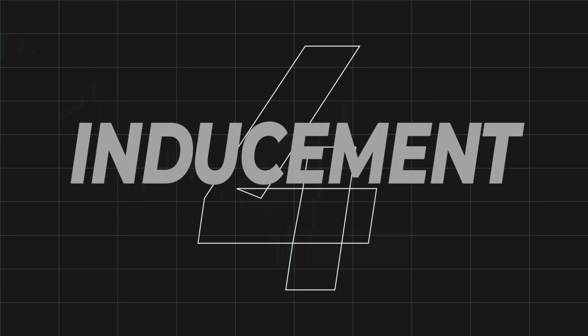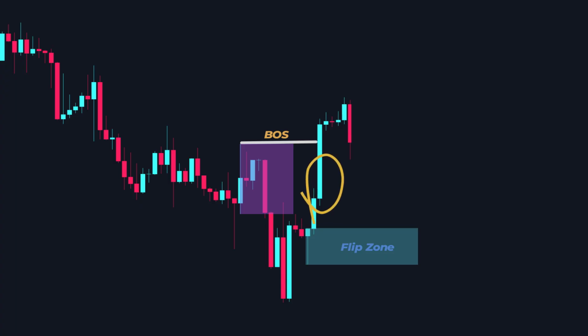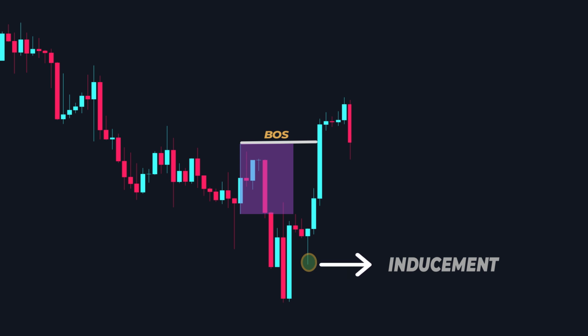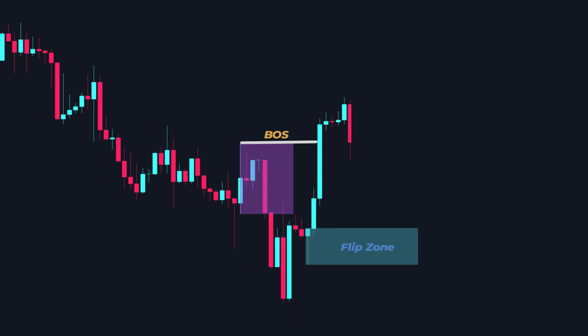Let's move on to point number 4, inducement. Now, if you look at this chart, you won't spot any clear inducement. You might be tempted to think this area right here is inducement, but it's not. Why? Because that level is part of a demand zone that has already been mitigated. It was actually part of a flip zone that price tapped into before the break of structure. Since it's already been used, it no longer qualifies as inducement. Instead, it now acts as a supporting part of our new flip/demand zone.